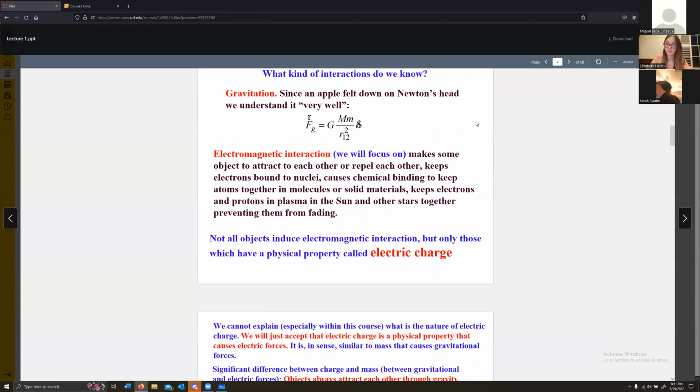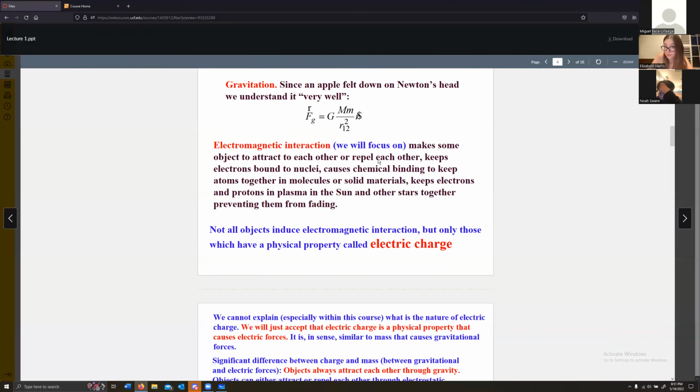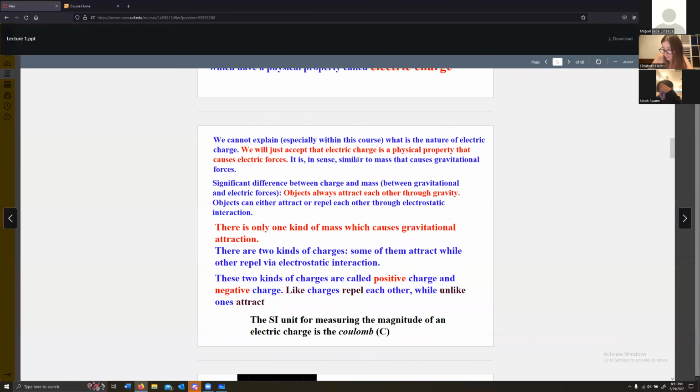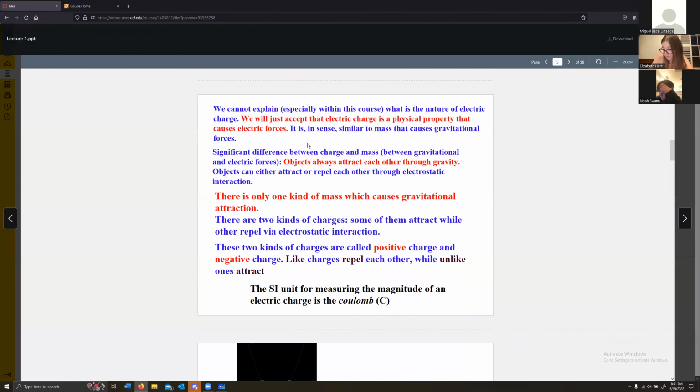Okay, actually, there's a few things here that are pretty important that are gonna be seen later on. So in this class, we just assume that electric charge is a physical property that causes electric forces. We are not going to go into the details of the why and things. I think he said, so we just assume that objects always attract each other through gravity.